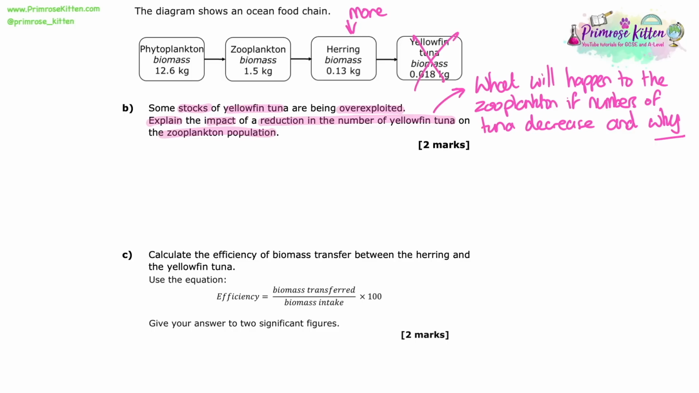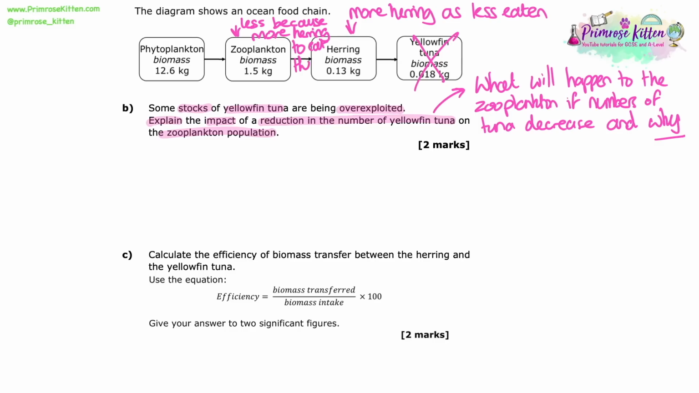So the herring, there would be more herring. Always start from the top and work your way down with these questions. So there would be more herring as there would be less tuna to eat them. So there'd be less of the herring being eaten, so there'd be more of them surviving, so their numbers would increase. That would mean that there would be less zooplankton because there'd be more herring to eat them. So more of them are being eaten because there's more herring.